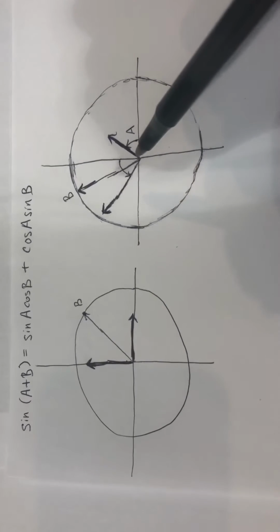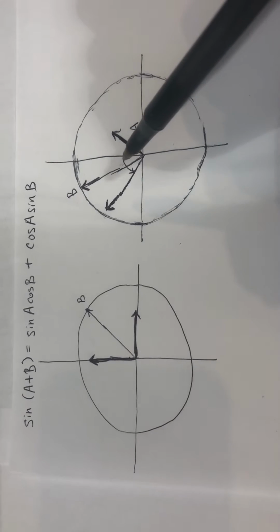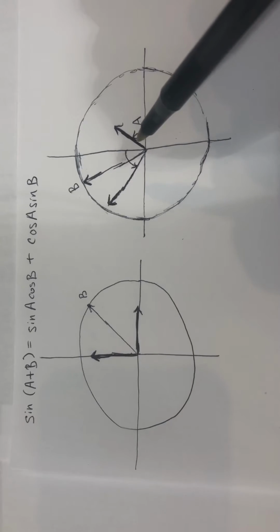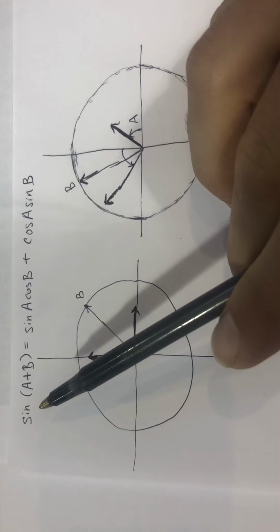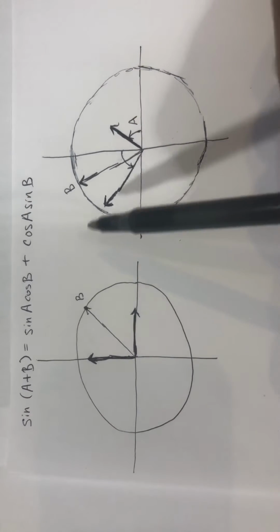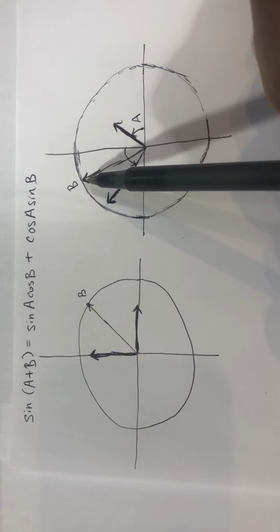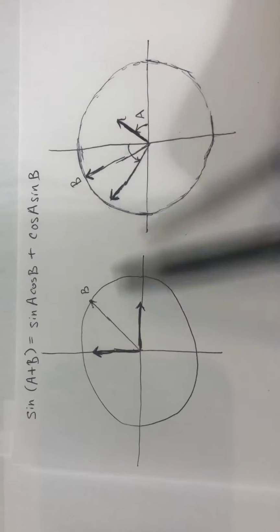And then what we're going to do is think of rotating b, so this whole diagram, through an angle of a. Now, because the left side of the identity involves sine, what we're interested in, after the rotation, is the y-coordinate of this point. That's what the left side is fishing out. It's the y-coordinate of this image of b.